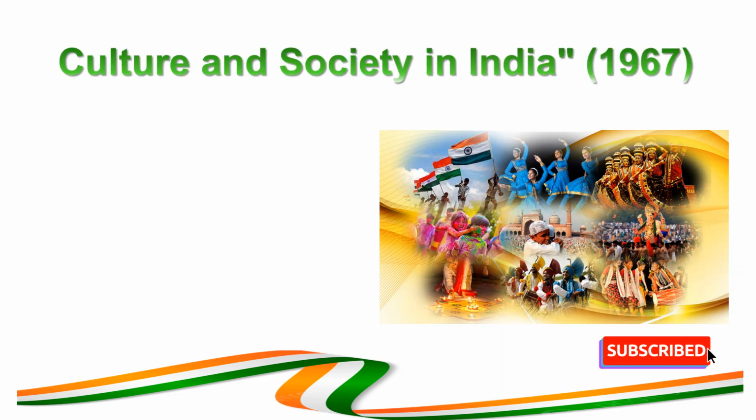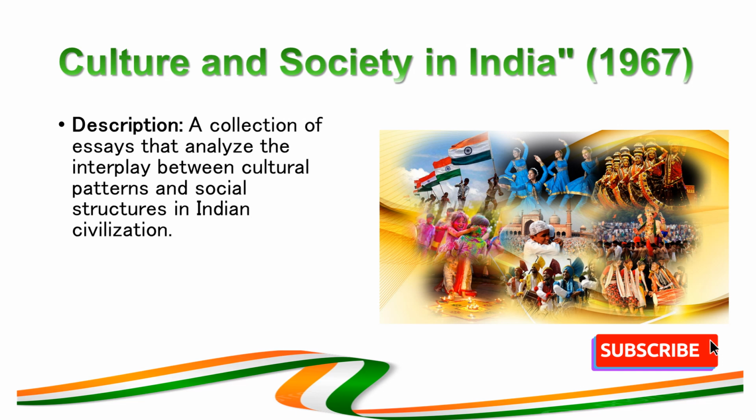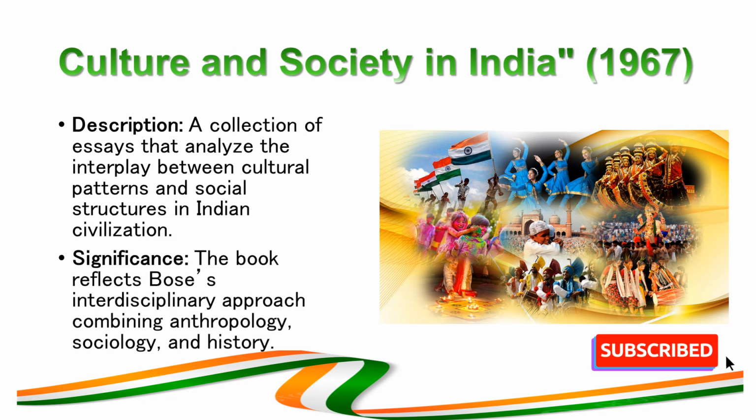5. Culture and Society in India, 1967. Description: a collection of essays that analyze the interplay between cultural patterns and social structures in Indian civilization. Significance: the book reflects Bose's interdisciplinary approach, combining anthropology, sociology, and history.